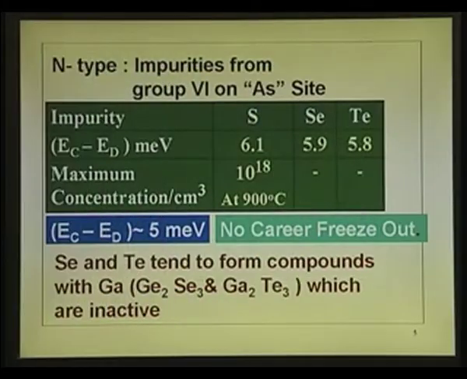Let us take a look at the N type impurities. N type impurities are the p type.